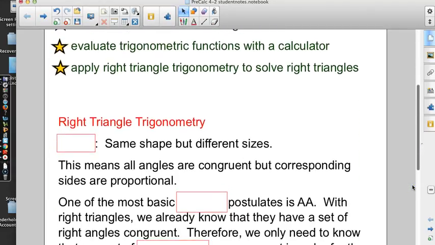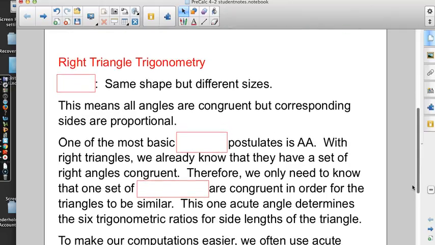So we start with right triangle trigonometry, which works on the principle that triangles are similar. Any 30-60-90 triangle has the same shape as any other 30-60-90 triangle. It's just that one's going to be bigger than the other, that's all. Any 45-45-90 triangle has the same shape as another 45-45-90 triangle. It's just going to be bigger. So what that tells us is all the angles are congruent, but the corresponding sides are proportional.